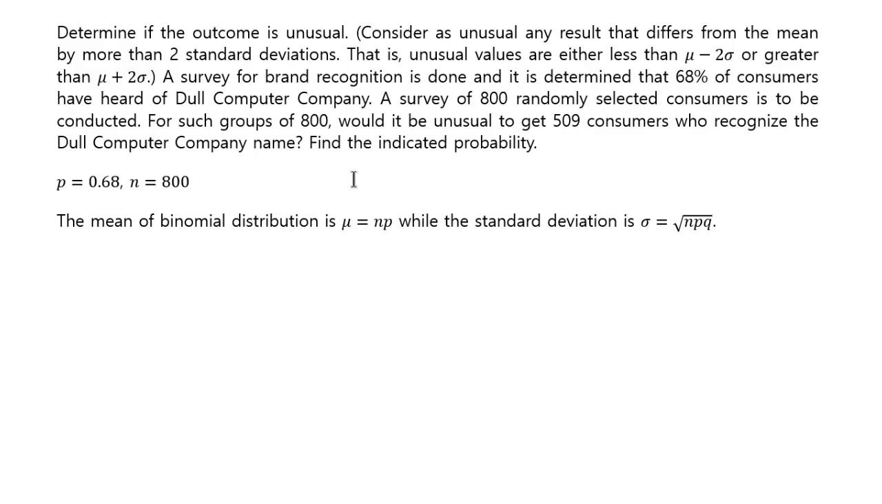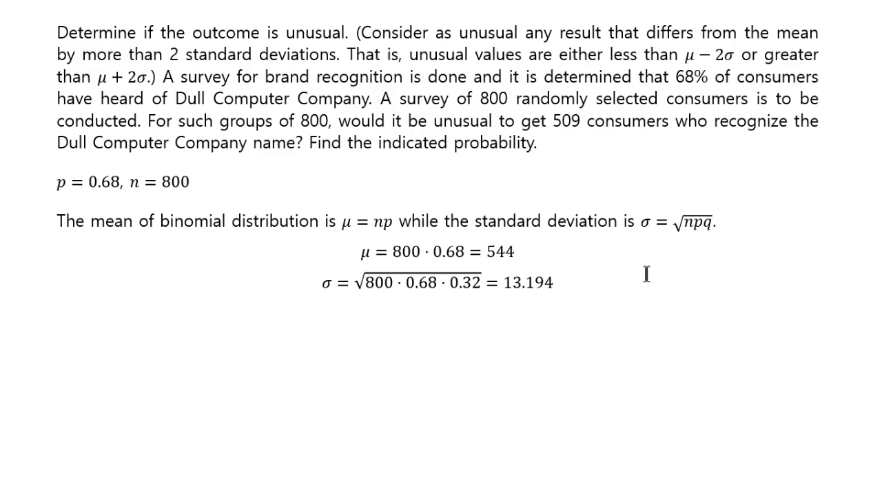Binomial distribution, what do you have to remember? The mean of binomial distribution is mu equals np, while the standard deviation is sigma equals the square root of npq. You have to memorize these. And we can just simply calculate using the fact that n is 800 and p is 0.68, which gives you 544. On the other hand, q in this formula is 1 minus p, so you do 1 minus 0.68 to get 0.32. I computed this with the calculator and I got 13.194.